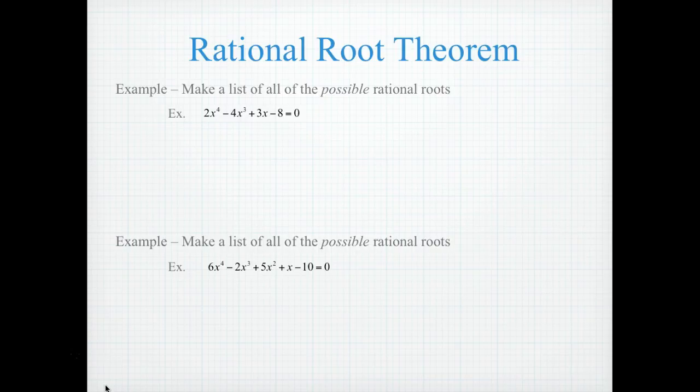In our first equation, we have 2x^4 - 4x^3 + 3x - 8 = 0. The first thing we need to do is identify the values of p, which are all the factors of the constant term. They represent the numbers ±1, ±2, ±4, and ±8. Those are all of the different factors of -8.